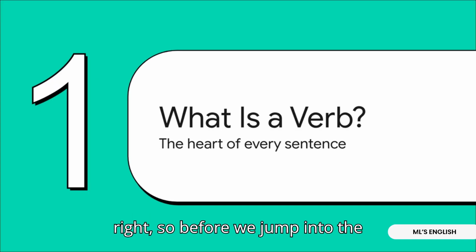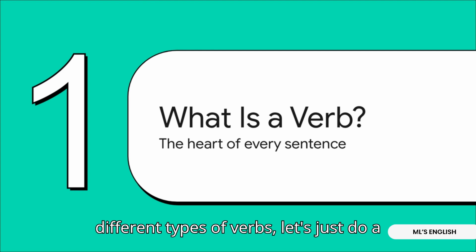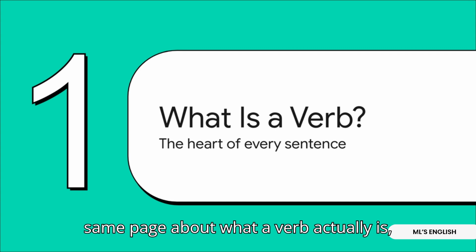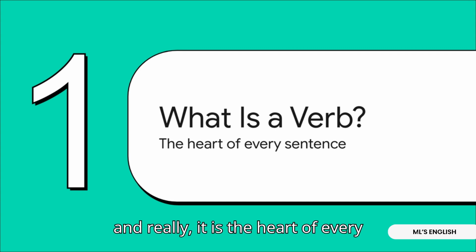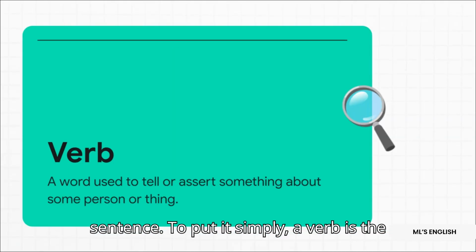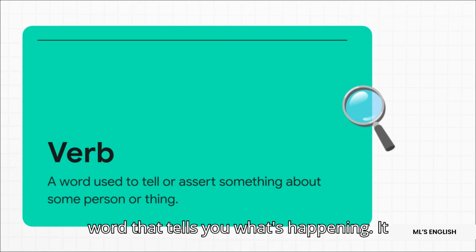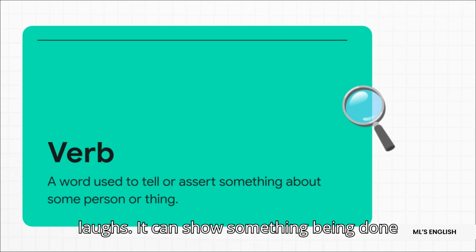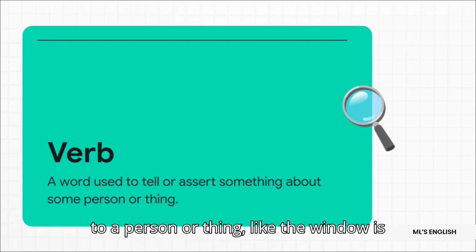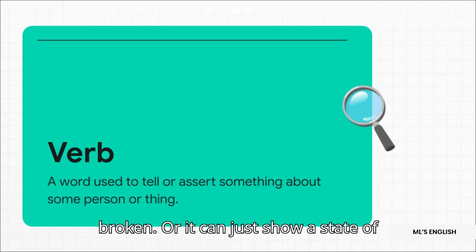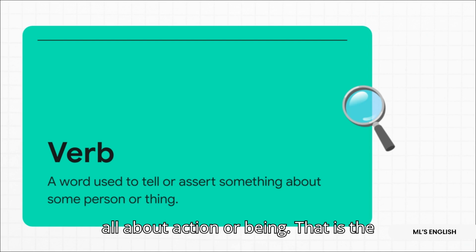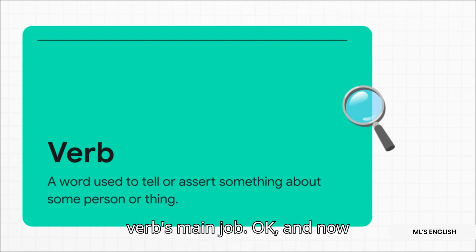All right, so before we jump into the different types of verbs, let's just do a quick refresher. We need to be on the same page about what a verb actually is. And really, it is the heart of every sentence. To put it simply, a verb is the word that tells you what's happening. It can show an action, right, like Hari laughs. It can show something being done to a person or thing, like the window is broken. Or it can just show a state of being, like in glass is brittle. So it's all about action or being. That is the verb's main job.